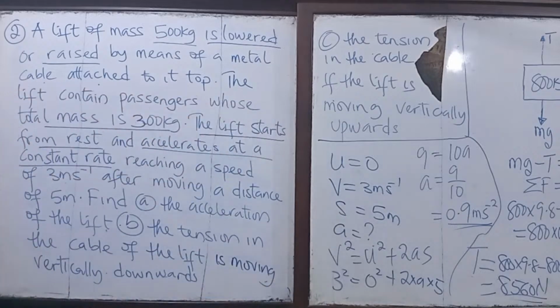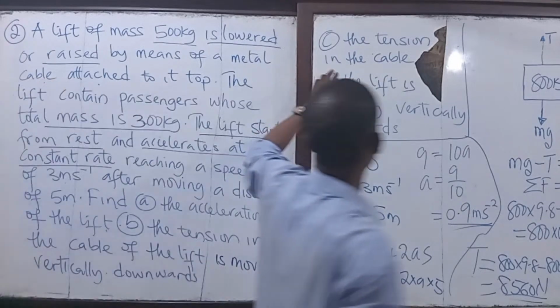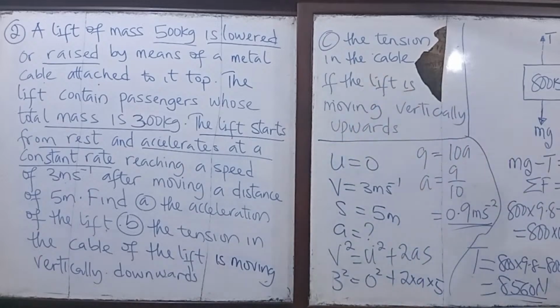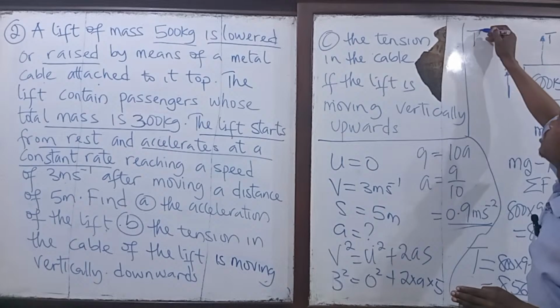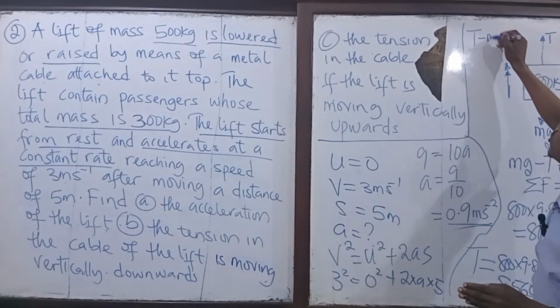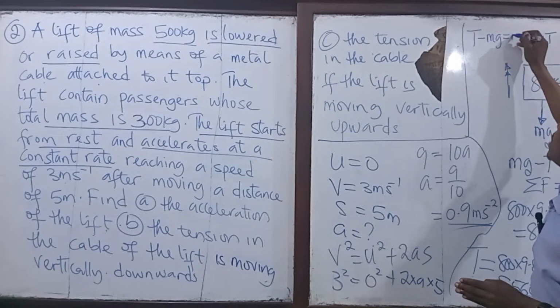For the c part, the tension in the cable, if the lift is moving vertically upward, in this case now, acceleration is now moving up. The lift is moving vertically upward. That means acceleration for the c part is upward. Okay, that means everything is moving upward. So in that case now, it's going to be tension T minus what? Mg equal to what? Equal to Ma.